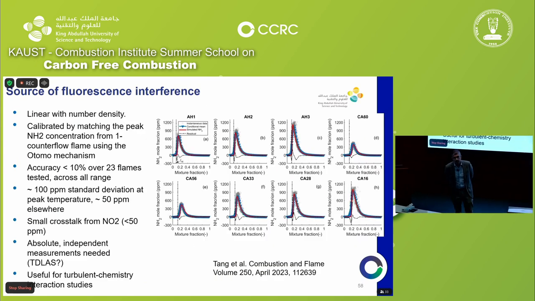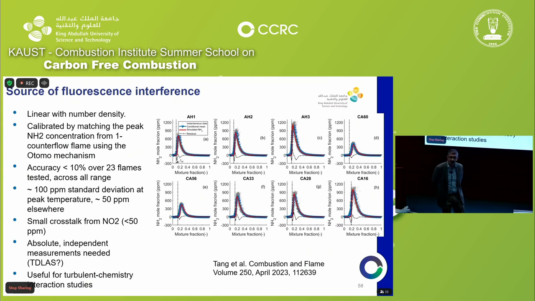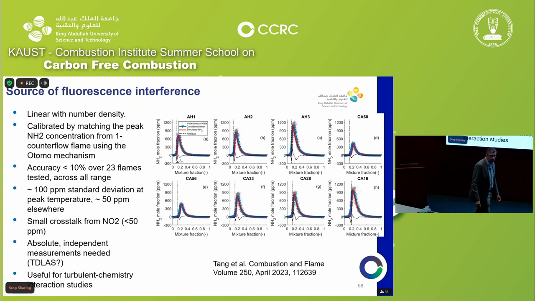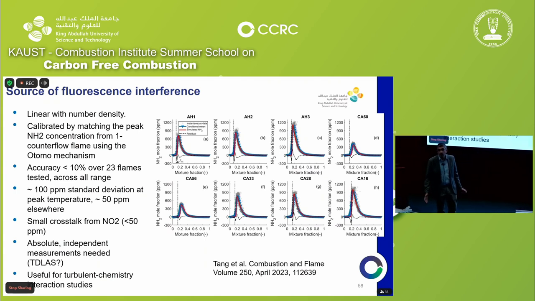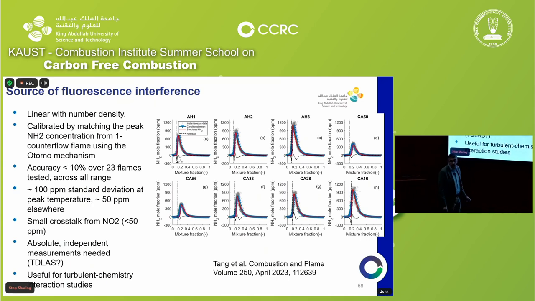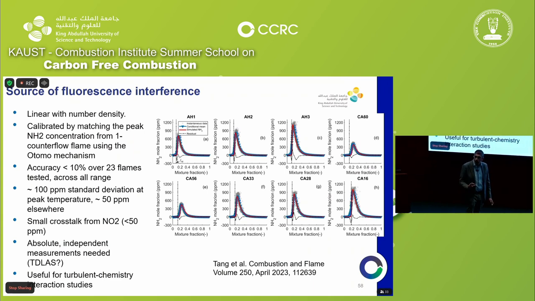And the most surprising result, this is still a work in progress, still some semi-quantitative result, but if we calibrate just using a chemical kinetic model, doesn't matter which one you choose, just pick one, you calibrate one flame to match the peak of the NH2 number density based on the simulation. We tested over 23 different flames, and assuming a very simple relation, just that the signal was linearly proportional to the number density of NH2, we found an agreement within 10% over 23 flames, again going from premixed to non-premixed flame, with a standard deviation that was about 100 ppm at the peak and about 50 ppm everywhere else, so very small standard deviation. Unfortunately, this is still only a semi-quantitative measurement.